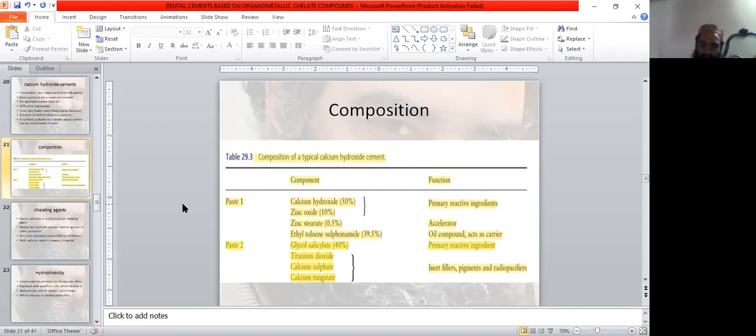And phase 2, glycol salicylate 40%, which is primary reactive agent. Titanium dioxide, calcium sulfate, calcium tungstate, these are inert fillers, pigments, and radiopacifiers. So radiopacifier, we can say it is titanium dioxide. It also can be used as a pigment, and it is also a filler. These three act as fillers, pigments, and radiopacifiers.